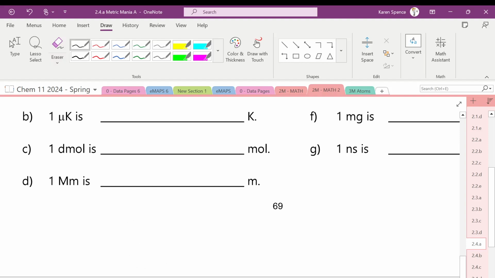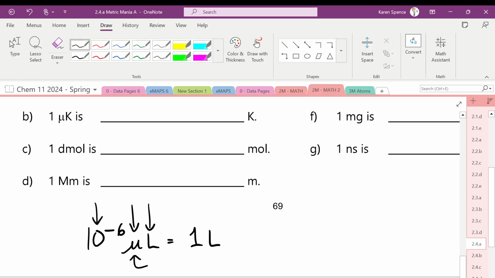You don't want to say 10 to the negative 6 microliters is equal to 1 liter, because micro is a fraction, right? Micro is tiny. It's 10 to the negative 6. Microliters are small. So now you're saying I have a fraction of a liter is equal to 1 liter.